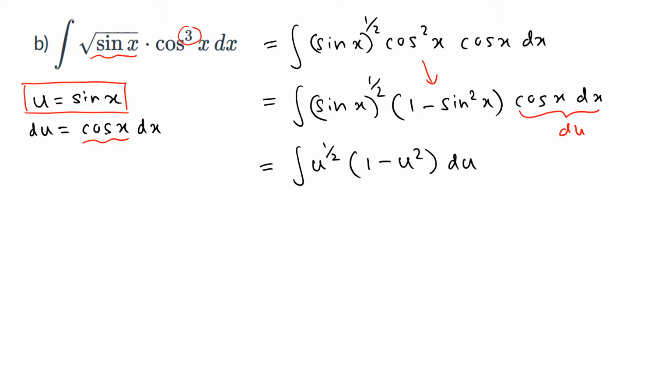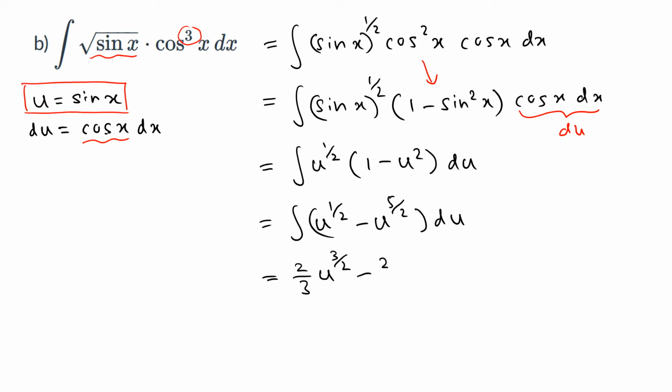Okay, now you can see that everything is in terms of u. We can distribute. Once you distribute, you're gonna get u to the 1 half, and u to the 1 half times u squared, that means you're gonna add 2 to 1 half, that means you're gonna get 5 halves. And you can see this is very easy to integrate, just the power rule. So if you integrate, you add 1 and divide, and that means you're gonna get 2/3 u to the 3 halves.